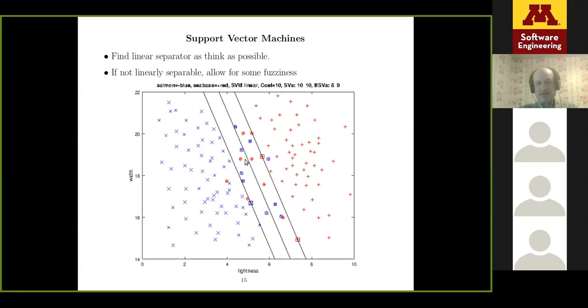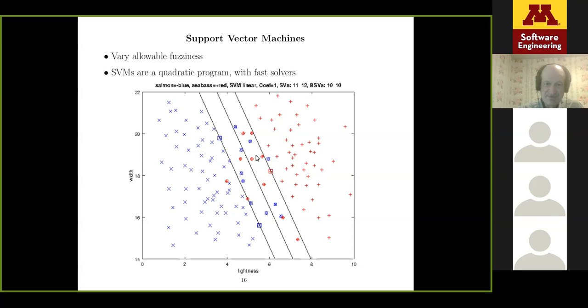Here I'm trying to minimize the number of errors while maximizing the width of this no man's land. And you have to weight these 2 competing goals. This one is one where I'm trying to really make the number of errors as small as possible, but you can relax that by changing this one parameter. And I believe the next one shows what happens if you relax it.